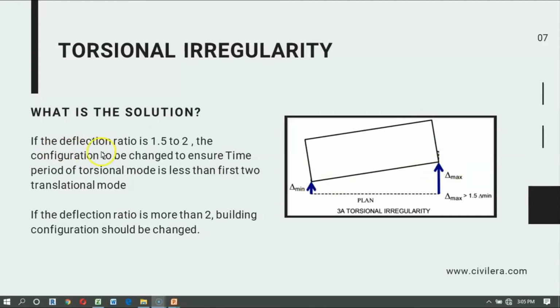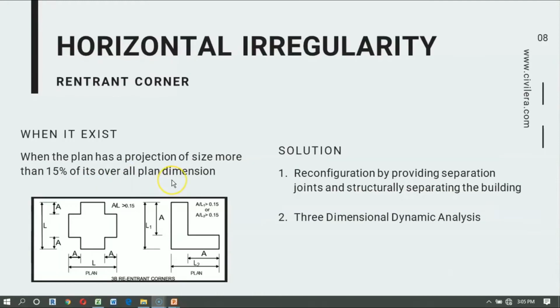So if the deflection ratio is 1.5 to 2, the configuration is to be changed to ensure the time period of the torsional mode is less than the first two translational modes, and if the deflection ratio is more than 2, the building configuration should be completely changed. Now here we are going to talk about the reentrant corner. How is it going to create horizontal irregularity? When the plan has a projection of size more than 15% of its overall plan dimension.